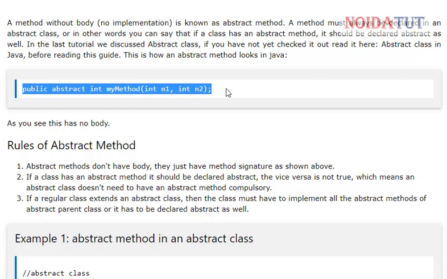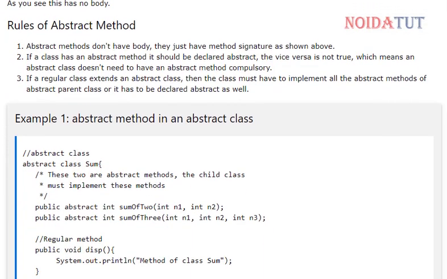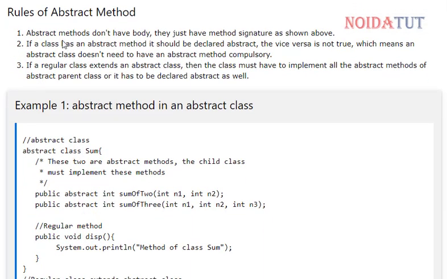This is how we declare an abstract method. You can see that there is no body. Abstract methods don't have a body. They just have a method signature as shown above. If a class has an abstract method, it should be declared as abstract.